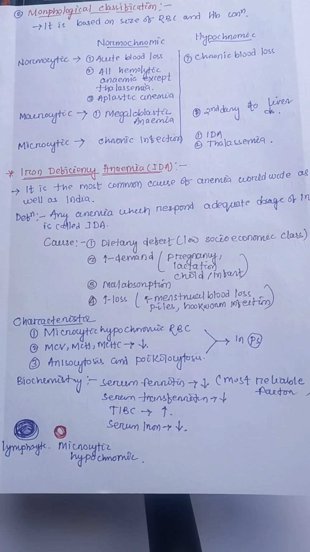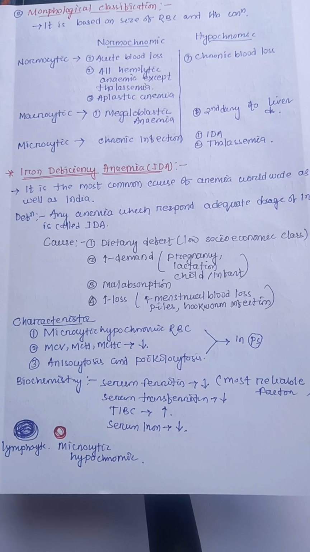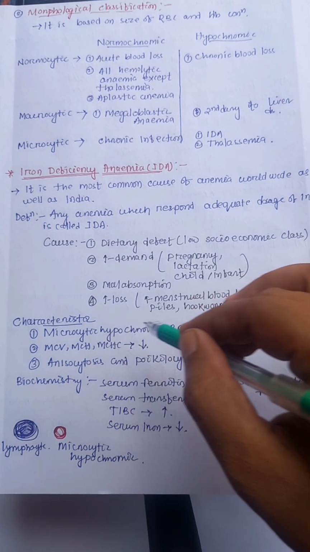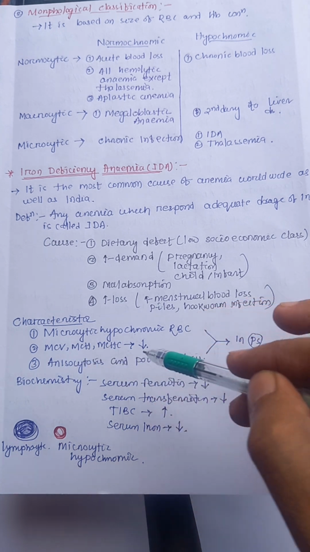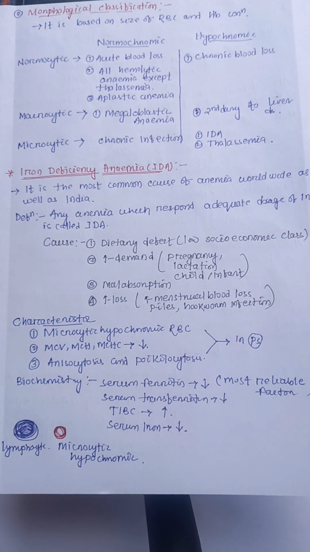Actually what happens is, the RBC's outer two thirds are concentrated with hemoglobin and the central one third is pallor. So if the hemoglobin level in the outer two thirds decreases, that is known as hypochromic. So microcytic hypochromic RBC; MCV, MCH, MCHC will be decreased, and anisocytosis and poikilocytosis, as we already know, different shapes and sizes of RBC are seen.